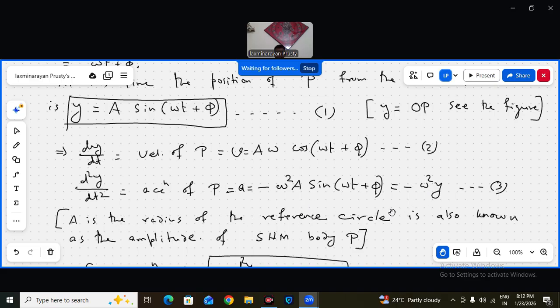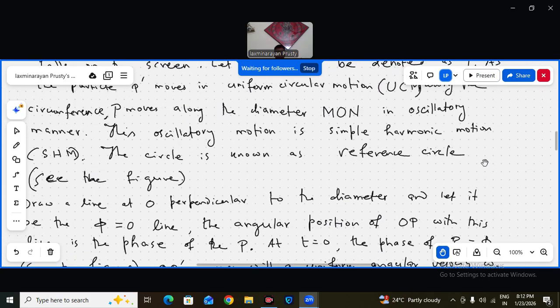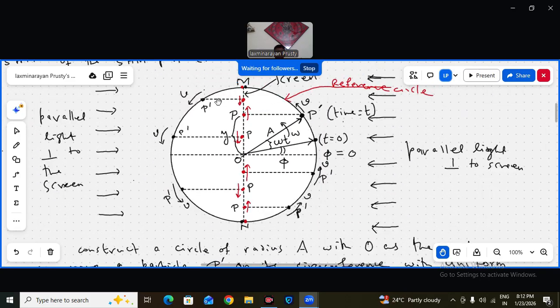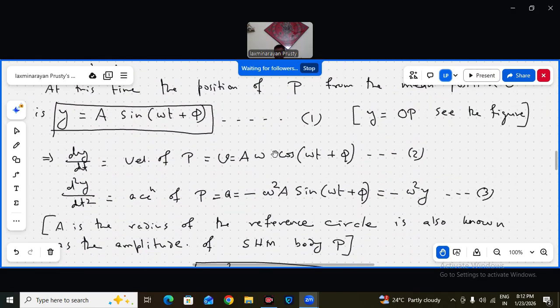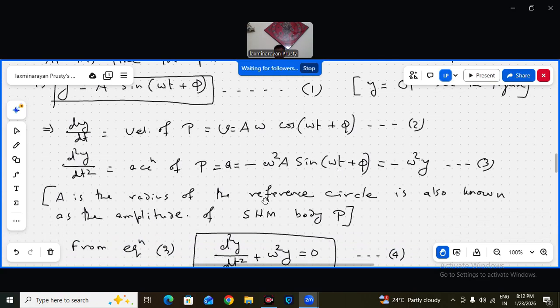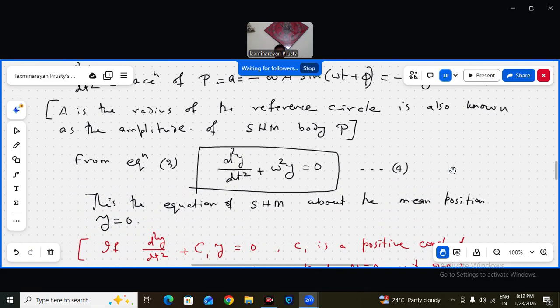A is the radius of the reference circle, and as you can see, it is the maximum displacement of the shadow from the mean position to that maximum position, so it is known as amplitude. So amplitude is from the mean position to the zero velocity position. That is also equal to the radius of the circle, that is A. So amplitude is also A. Before I go to the application of the reference circle, I'm giving you whatever you might be knowing already. So A, the radius of the reference circle, is also known as the amplitude of the SHM body.